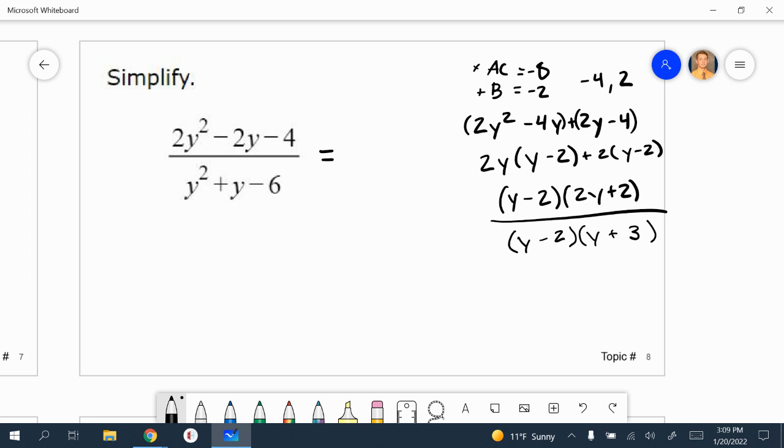And at this point, as I'm looking at my fraction, I can see that two of these are going to cancel out, those two right there. That will leave me with 2y plus 2 over y plus 3. There's nothing really else I can do to simplify those. So that is it for topic number 8, and that's where I am going to call it today.